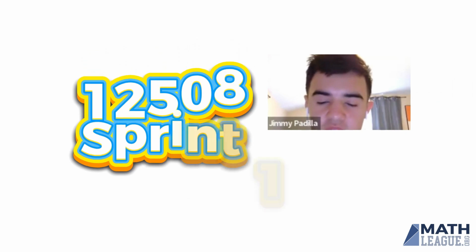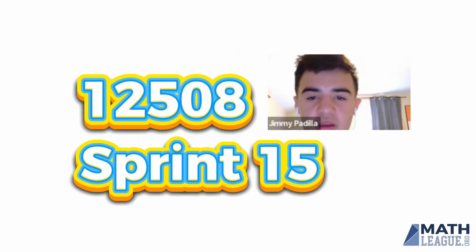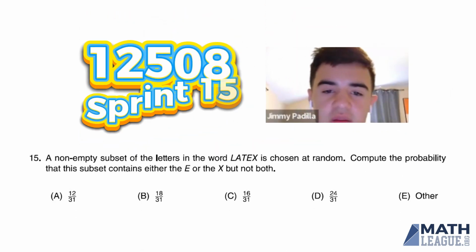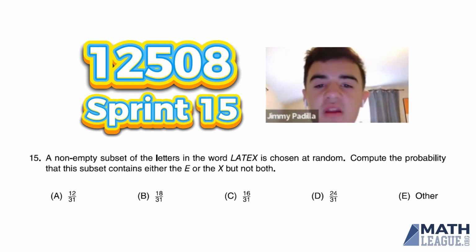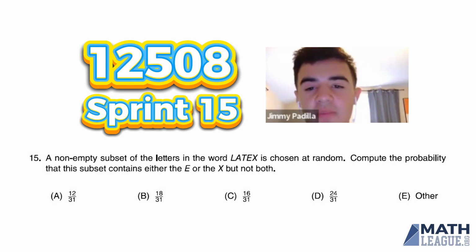Moving on to another question, we can take a look at this one over here, which is talking about the word latex, and we can read it out. A non-empty subset of the letters in the word latex is chosen at random. Compute the probability that the subset contains either the E or the X, but not both.